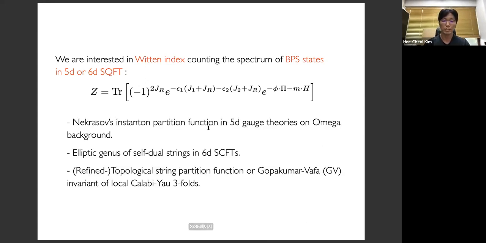Okay, so this index is basically the same as Nekrasov's instanton partition function in 5D gauge theories on the Omega background. And in 6D, this index computes the elliptic genera of self-dual strings on the tensor branch. And geometrically, it's interpreted as the topological string partition function or Gopakumar-Vafa invariant, which counts the holomorphic compact two-cycles in a local Calabi-Yau threefold.